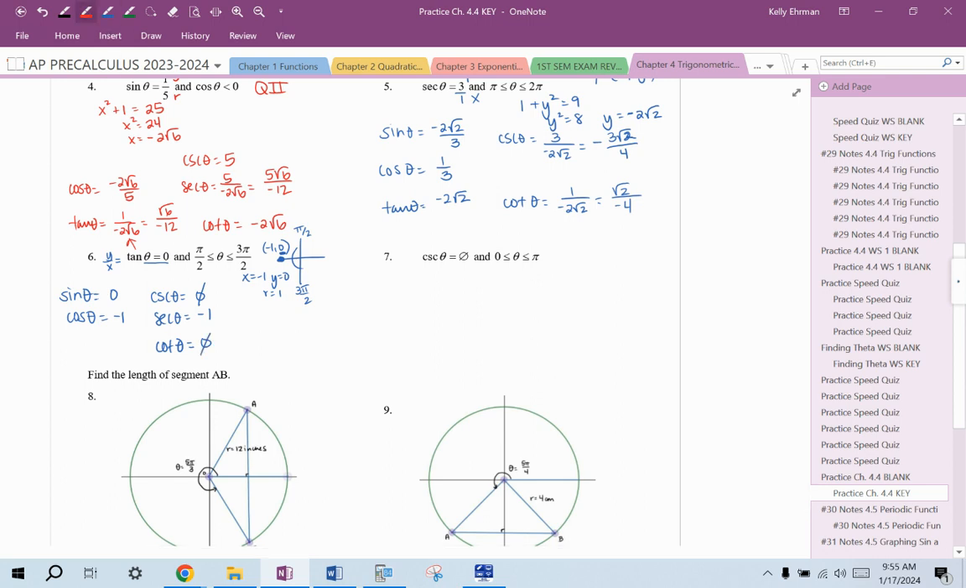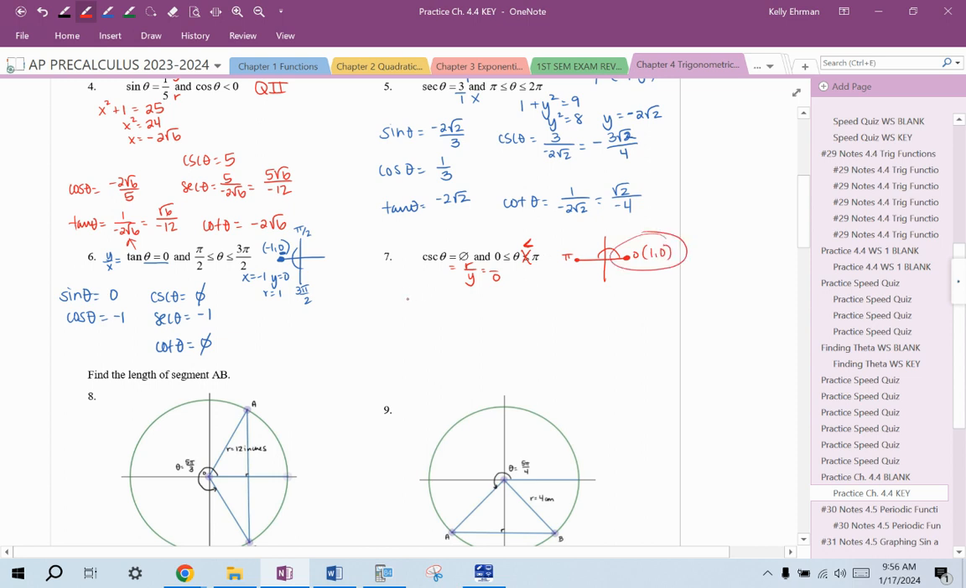Last one of these, cosecant is undefined, and we're between 0 and pi. So we're locked in between quadrants 1 and 2. Cosecant is r over y. So when the y value is 0, the y value is 0 at both of these angles. Oops, so I'm going to need to fix that. I'm going to say just less than pi. So I want the angle to be 0 because the y coordinate's 0 here and here. So let's go with this one.